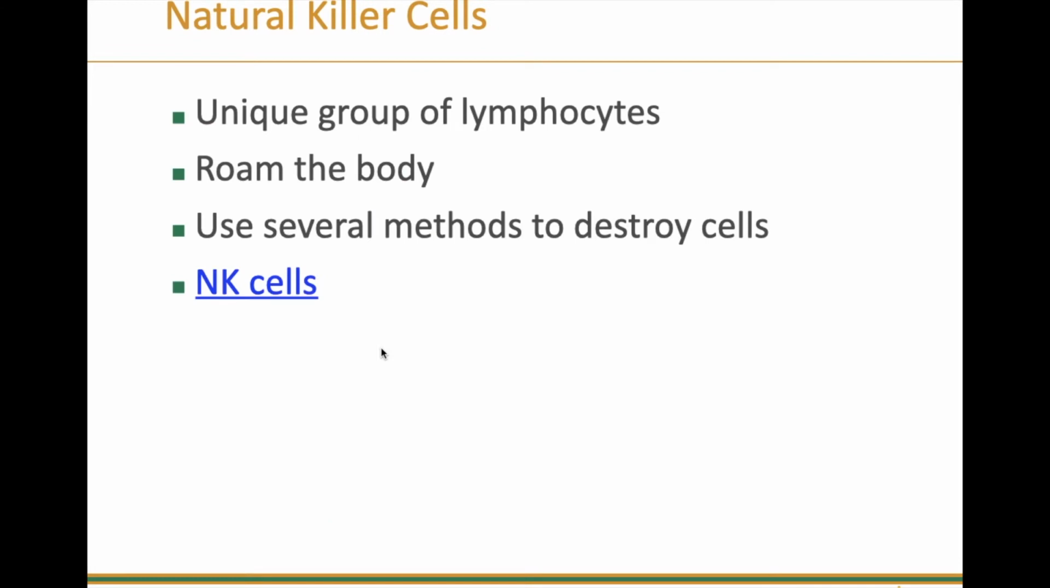Next, we need to know the function of natural killer cells. So they are a type of lymphocytes or white blood cells. They roam the body through the blood, and they use several methods to destroy the cells. We're going to watch this.